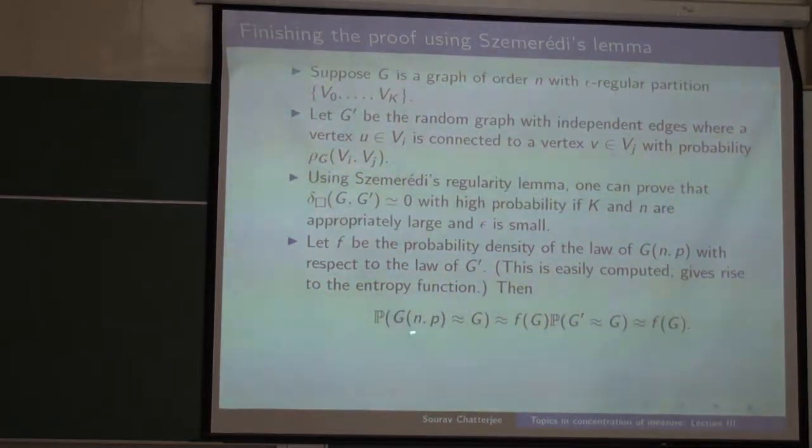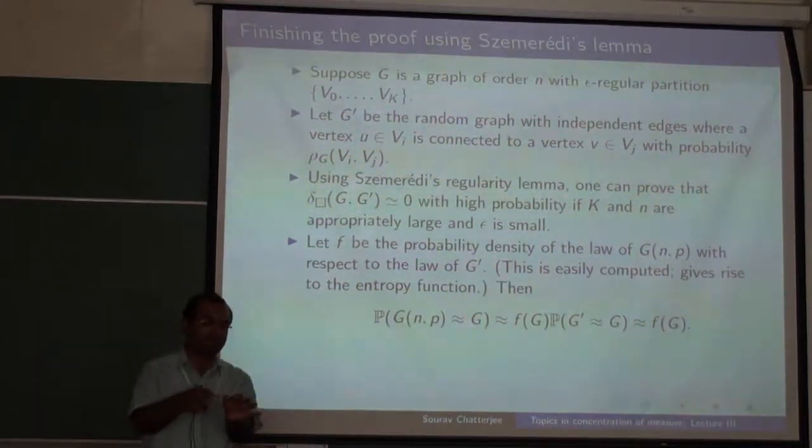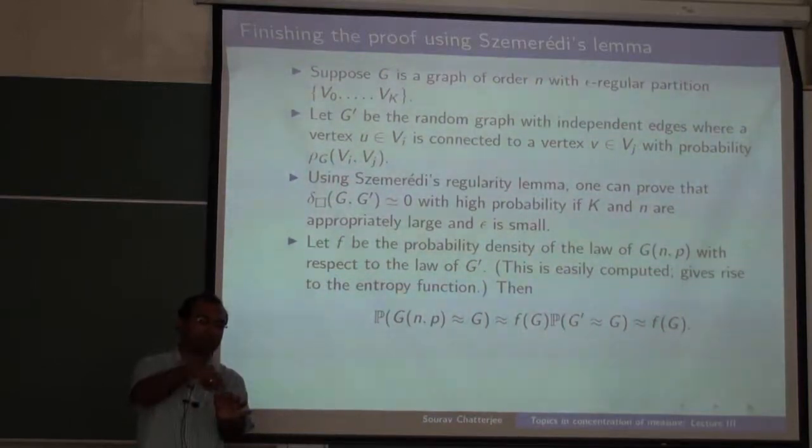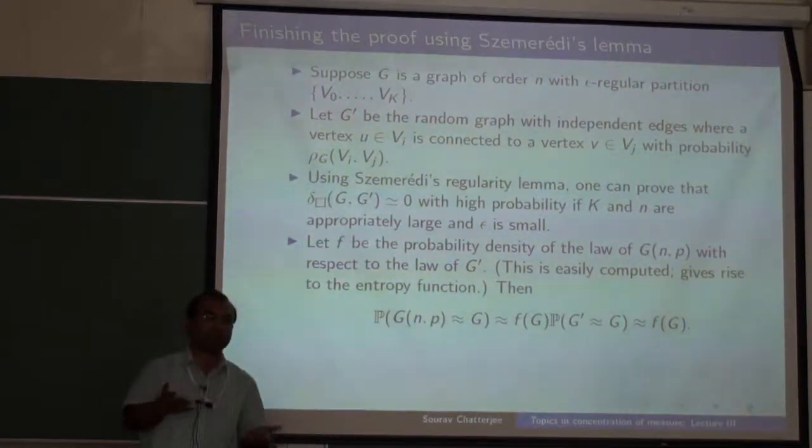So then you can compute the chance that G(n,p) is close to G. Approximately equals means in this cut metric. What is the chance that G(n,p) is close to G? It's approximately equal to this probability density times the probability that G' is close to G. Okay? So you have a small region in space. How do you find the chance that a random variable y belongs here? It's approximately the density of y with respect to x times the probability that x belongs here, right?